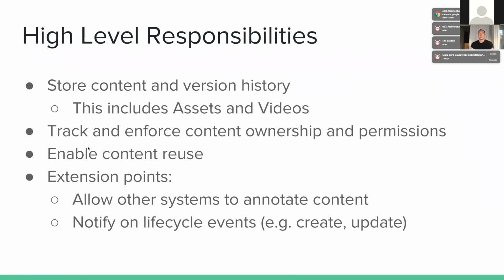So for Blockstore specifically, its high-level responsibilities: we want it to store content and version history, and when I say content, that also means static assets like images and videos and PDFs and whatever else authors use in their course. We want it to track and enforce content ownership and permissions and licensing as first-class principles. So whatever types of content you store in Blockstore, we always want to be able to tell you who created this, who's using it, what license is it under. Usually that might be all rights reserved, but it could also be a Creative Commons license, in which case we'll want to support reuse.